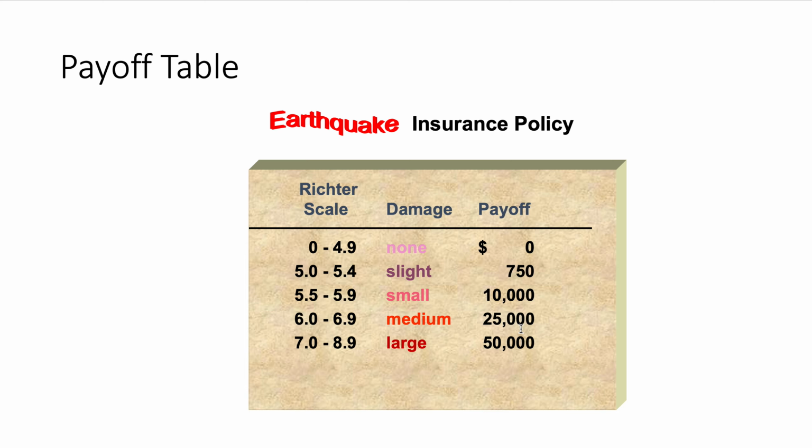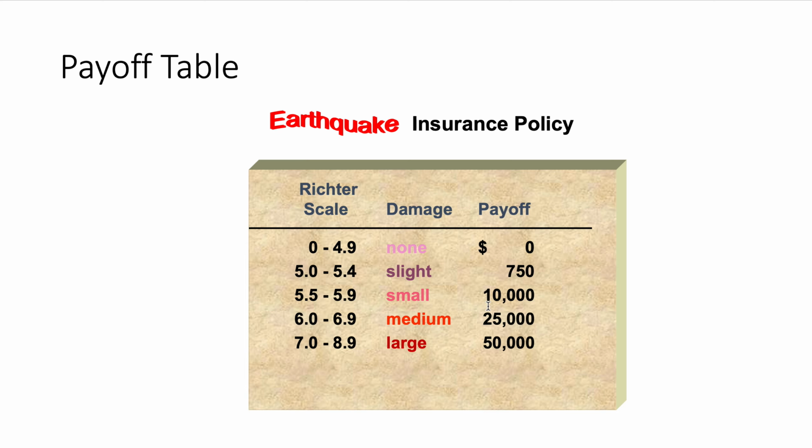Just to give you some kind of number to play around with. The 0 means there's no damage or no compensation, a slightly small scale earthquake, etc. So this table shows you the corresponding payment with the underlying variable, the scale variable, the Richter scale variable.